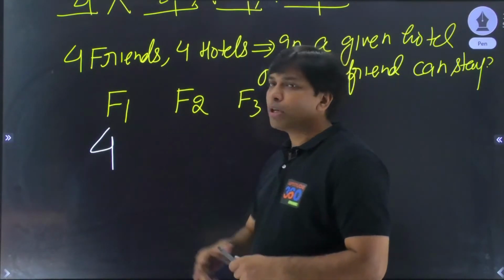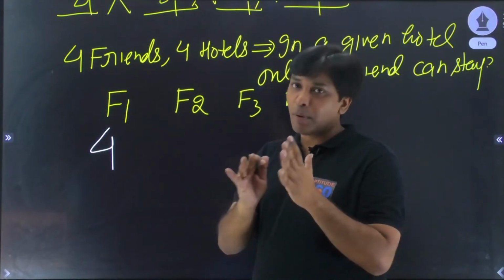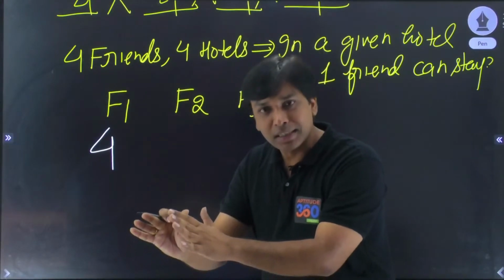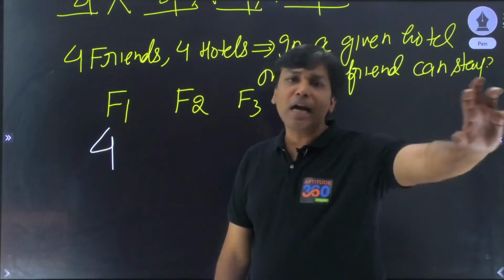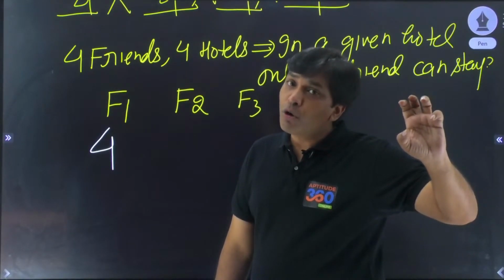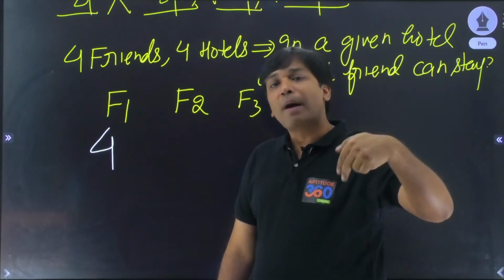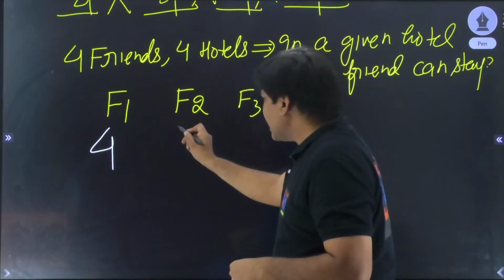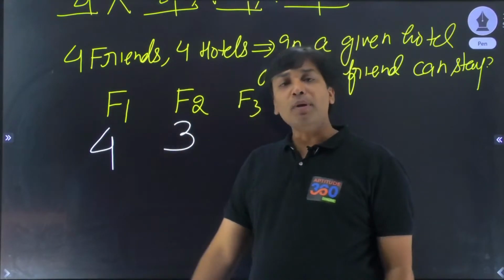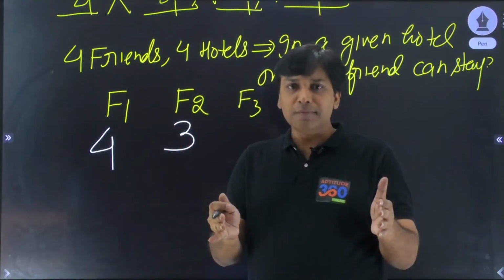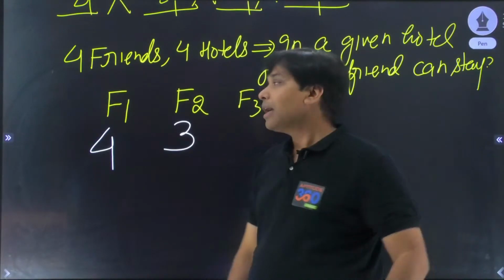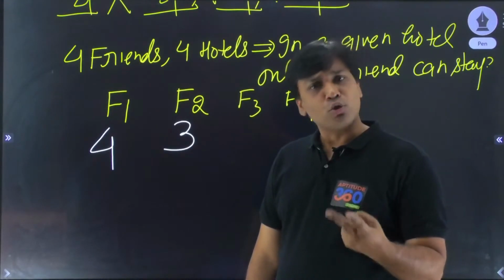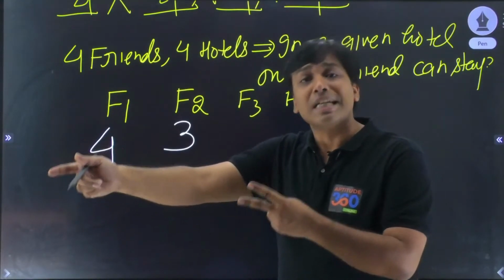How about friend 2? In how many ways can friend 2 stay? But out of those 4 hotels, one hotel has already been occupied. Friend 1 came and stayed somewhere. Now the hotel where friend 1 stayed is not a possibility for the other friends. So friend 2, when he or she arrives, in how many ways can this person stay? 3 ways, because how many hotels are vacant now? 3 hotels. Now comes the third friend. In how many ways can the third friend stay? 2 ways, because 2 hotels have already been occupied.